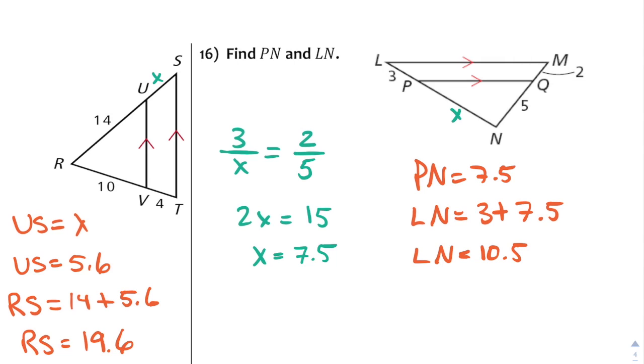So 7.5 for this one, and then we're going to add 3, and that will give you 10.5.